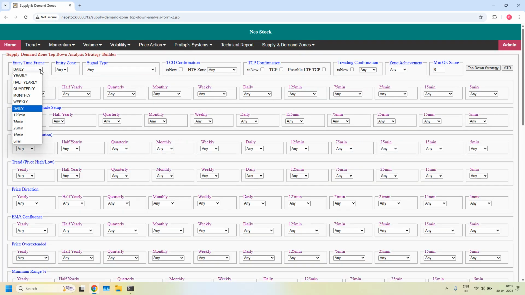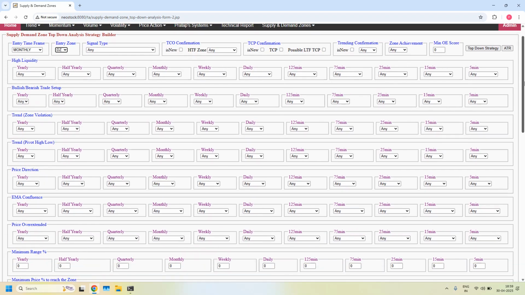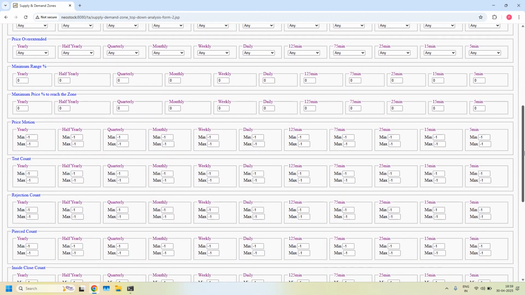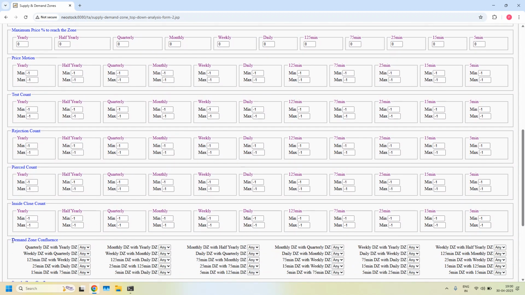Okay, first monthly time frame. We are looking for demand zones, right? So in the demand zone confluence, 3 filters we have to set. Let us assume monthly is the entry time frame. Of course, you will fine tune, and from your risk management point of view, you will plan your trades. But if you assume monthly is the entry time frame, then monthly, quarterly and yearly filters we have to set.